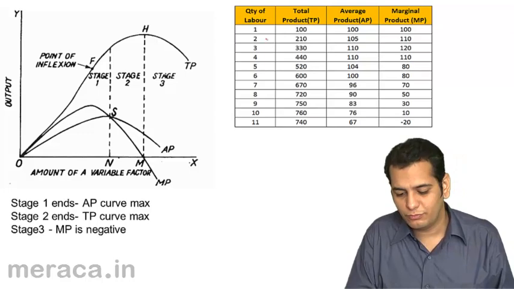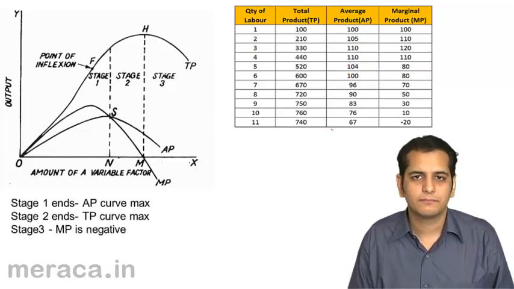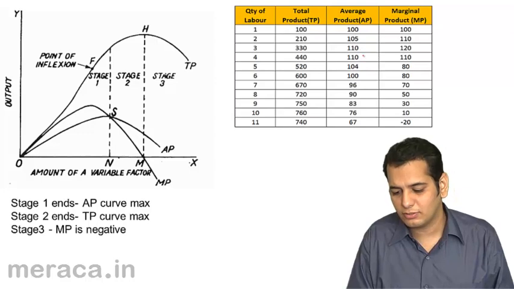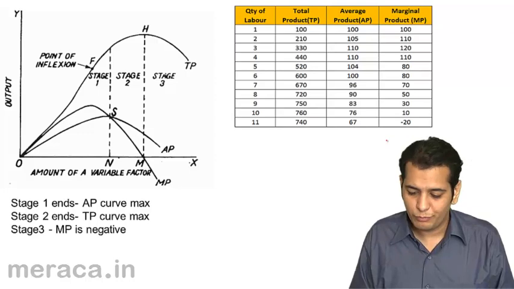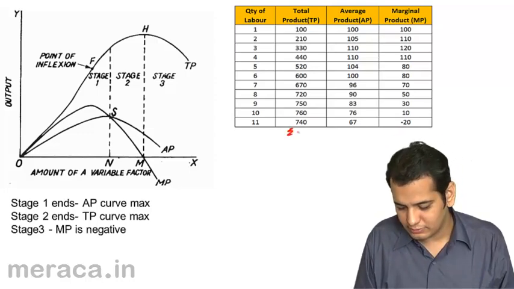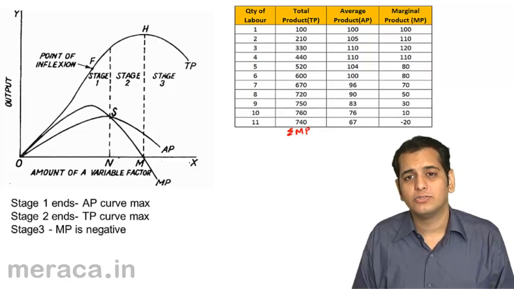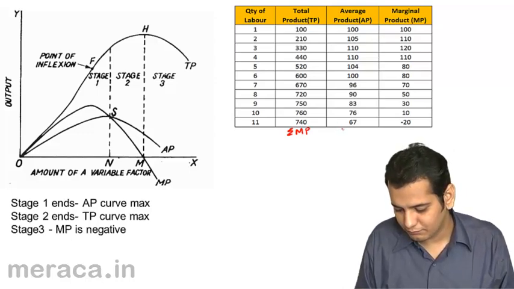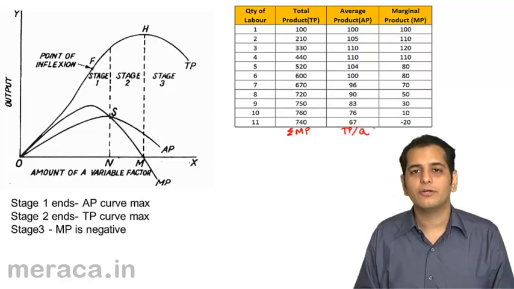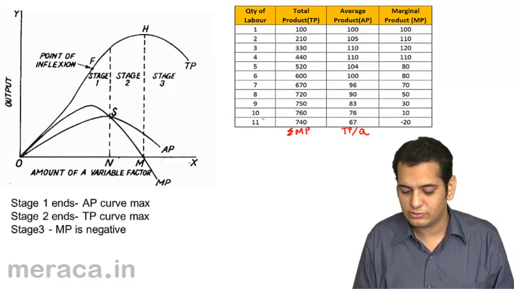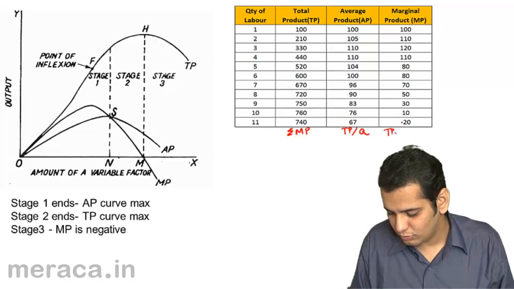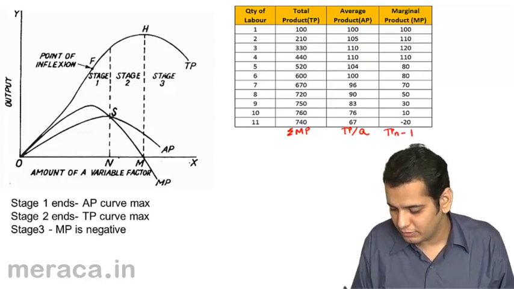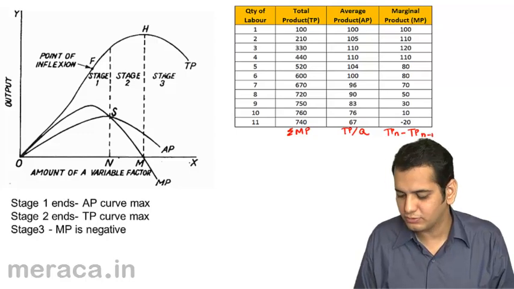Now in this schedule, the first column is about labor. The second column is total product. The third column is average product. The fourth column is marginal product. We already know that total product is the summation of marginal product. Average product is total product divided by quantity of variable factor, in our case labor. And marginal product is total product at level n minus total product at level n minus 1.